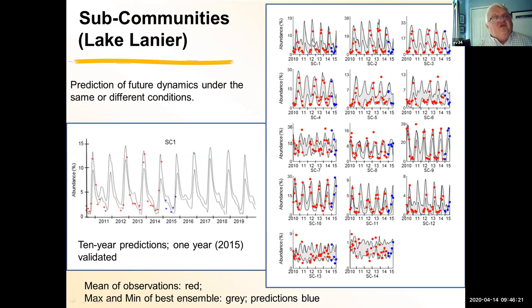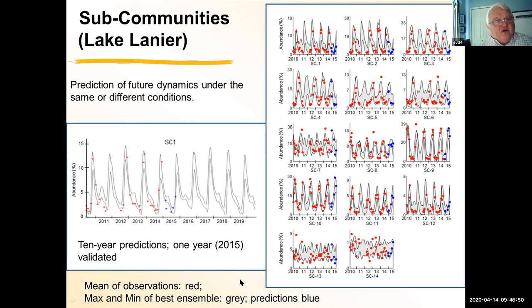Here's the same thing for Lake Lanier, and you can see there the red dots. Those are the actual measurements. The gray are the model predictions. The blue are actually predictions for data points that were not used for the model inference. And you can see they are doing fairly well. So we can make long-term predictions, 10 years, of course, we can't test them at this point. But for this 1 year, for instance, it works quite well.